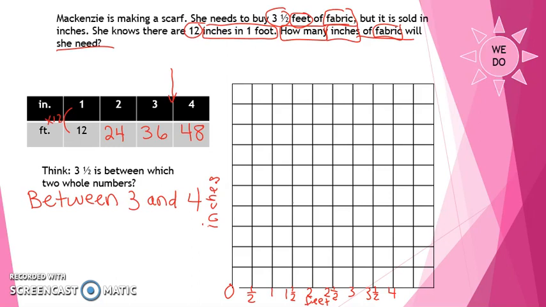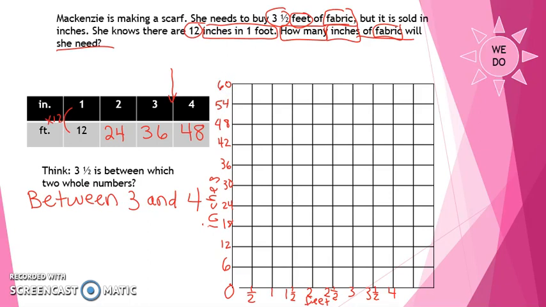And because we're starting with 12 and we're ending up at 48, I'm going to do intervals of 6. I'm going to go all the way up to about 60. So we'll go by 6s. We'll go 6, 12, 18, 24, 30, 36, 42, 48, 54, 60. So 0 to 60. All right, so now we need to plot these points.